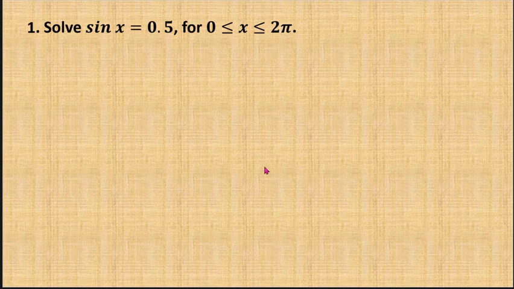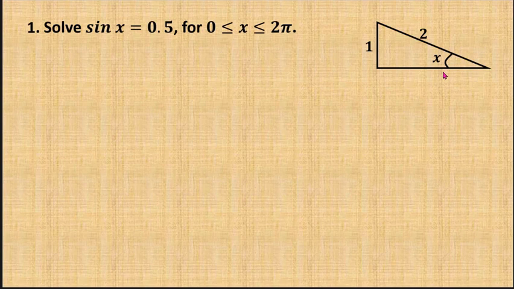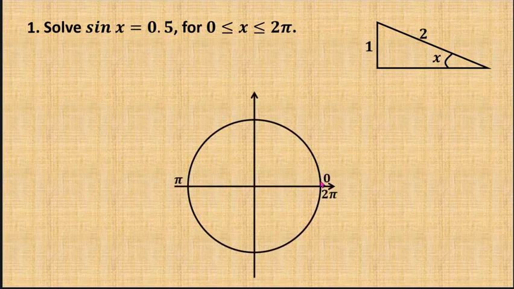Let us start from the basic. Solve sine x equals 0.5 means we need to find the values of x which satisfy this equation. x is the angle of this equation. However, there are a lot of values of x that satisfy this equation, but the question only requests the values of x which are between 0 to 2 pi.